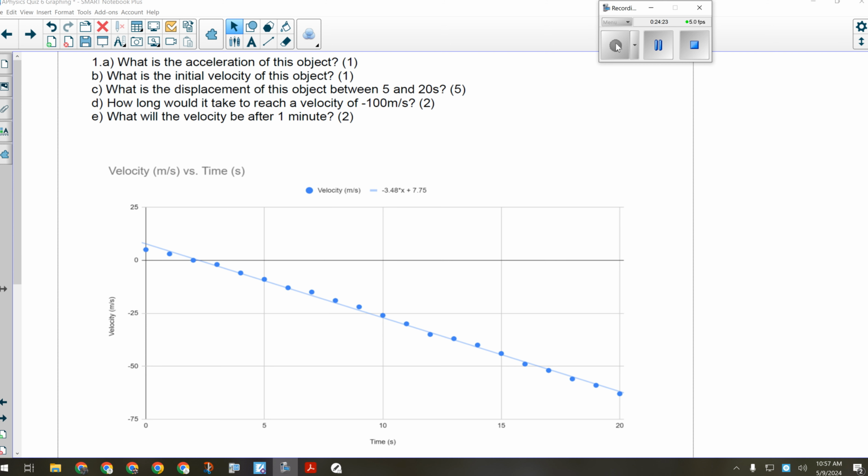7.75 meters per second in the positive direction. Okay, all those little things are important, right? We've got to have all those things in our answer. So that would be positive 7.75 meters per second, because at time 0, that's exactly how fast it's going.